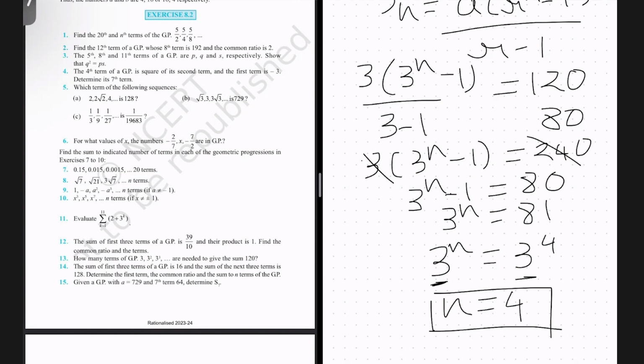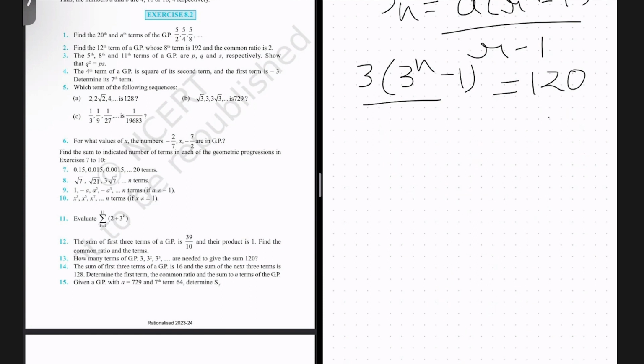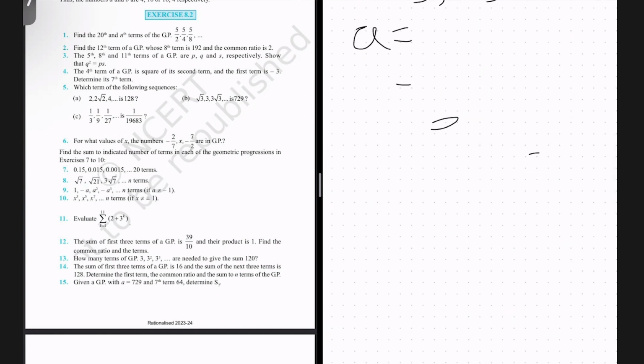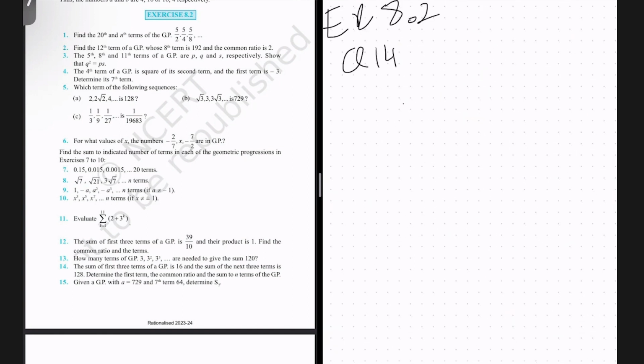Moving on to the 14th question. Let us rub these things off and move on to the next question. In the 14th question, you have the sum of the first 3 terms of the GP is 16 and the sum of the next 3 terms is 128. Determine the first term, the common ratio, and the sum to n terms of the GP. So it has been given to us that the sum of the first 3 terms is 16 and the next 3 terms is 128.